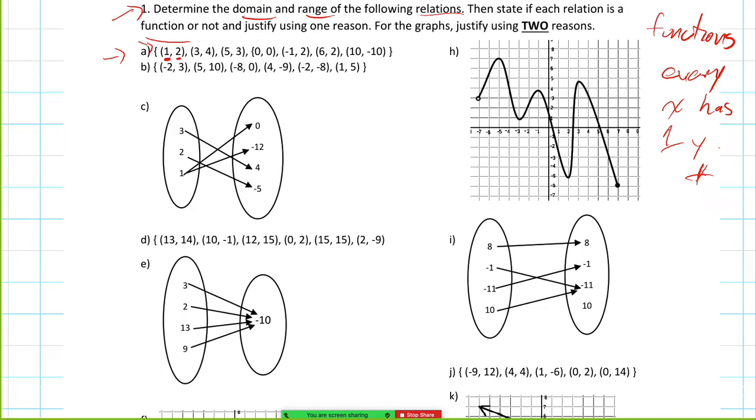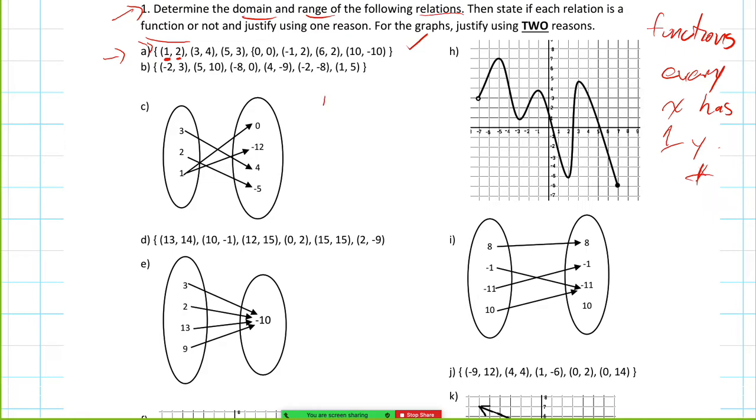The number 3 doesn't appear. 5 doesn't seem to appear. 0, -1, 6, and 10. They all seem like they're individual. So what that means is there's a distinct y value for each one. So we can give this a check mark, and we'll say this is going to be a function.